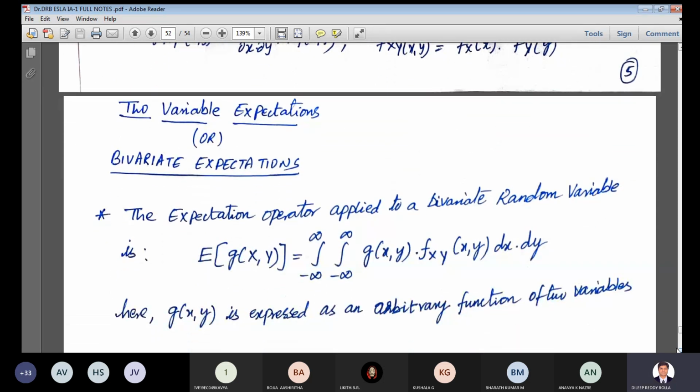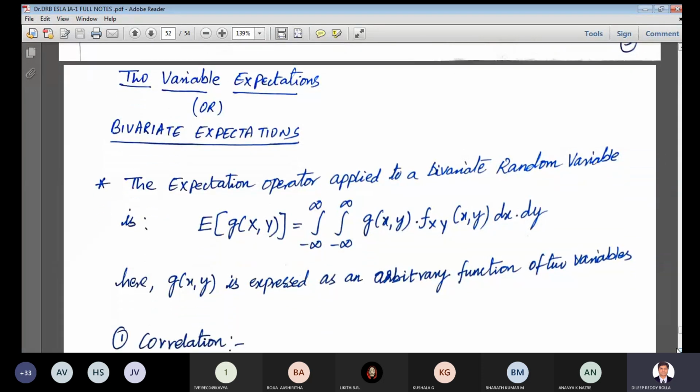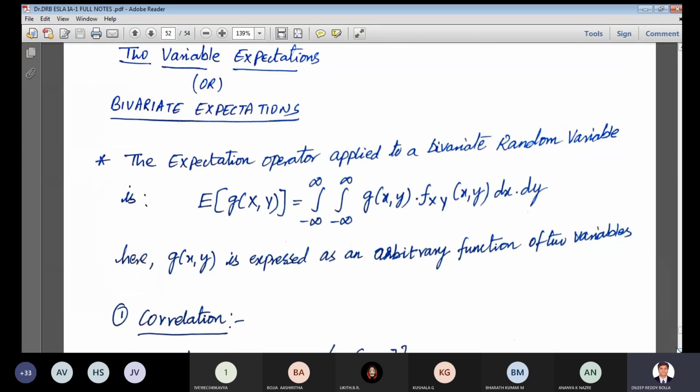And next we're going to see two-variable expectations. It is also called bivariate expectation. Please read the expectation concept from the first module. That is similar here. You can apply that and you'll understand it very easily. So the expectation operator E, called expectation, we apply for the corresponding x and y space, the two-dimensional space.